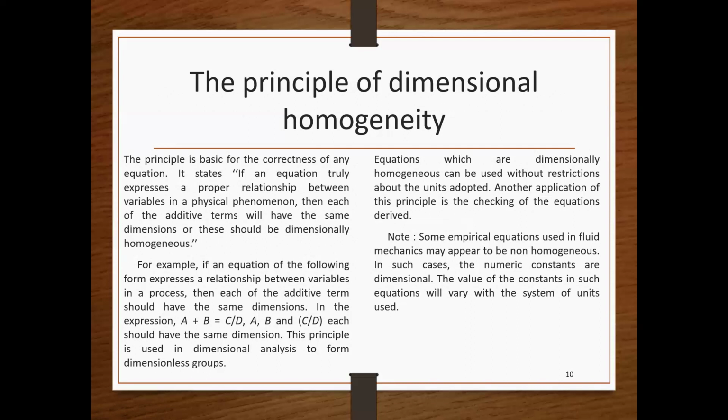Note, some empirical equations used in fluid mechanics may appear to be non-homogeneous. In such cases, the numericals are dimensional. So, check nyo, yung mga formula sa English units, formula sa SI, ang tawag doon ay non-homogeneous. May mga equation yan na non-homogeneous. Yung constant niya pala, may units yun. So, the value of the constant in such equations will vary with the system of units used.